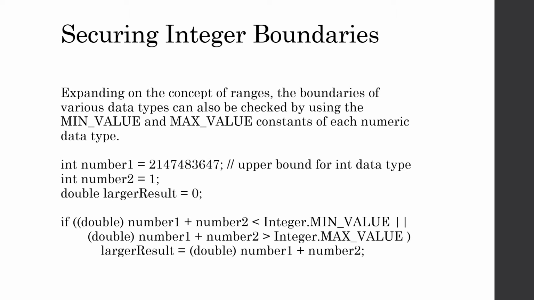The third variable that we have right here is going to be a double that we call largerResult. This is initially going to be 0, and eventually we're going to be using this to hold the result of number1 and number2, because whenever we test out this addition and add them together, this will give us a number that's outside the bounds for the int data type. And so because of that, it's going to result in that overflow.